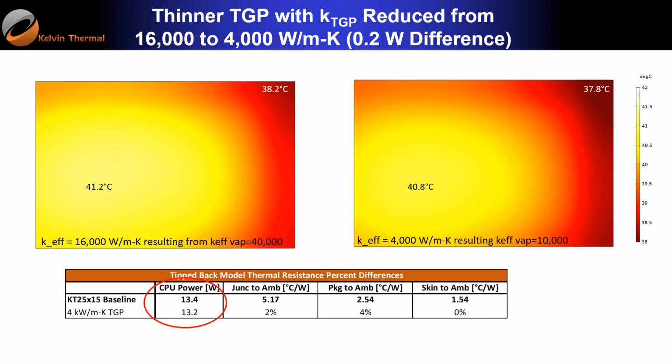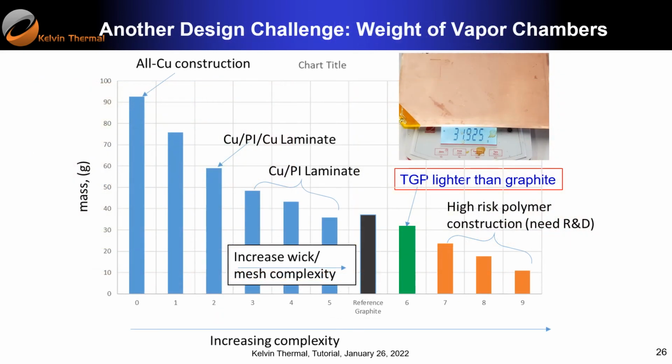So sometimes this kind of thermal design is very important, because with only a 0.2 watt difference, I can reduce the vapor chamber TGP from 0.55 to 0.35. So what do I gain? With a thinner TGP, it's lighter. It's only 32 grams. Traditionally, if we use 0.55, we need about 45 grams. And sometimes the all copper approach would be 90 grams. So a huge difference. With this kind of trade-off study, our TGP can be even lighter than graphite or laminate. So that's the trade-off I want to share with you.